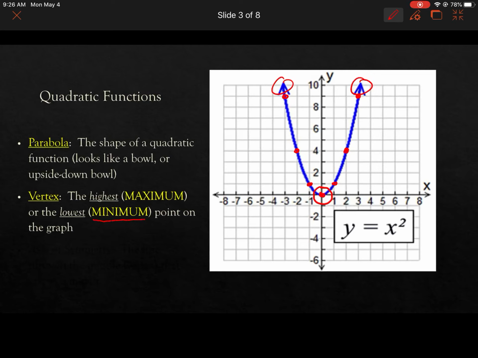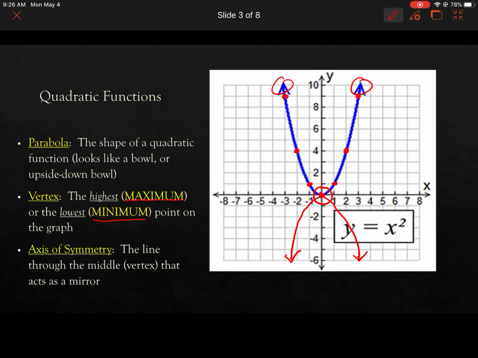And if the graph was pointing the other direction, let's say it went downwards like this, then your vertex would be called the maximum. I'm going to be asking you questions, is the vertex a minimum or maximum? So it's important to know the difference. You can abbreviate that with min or max, that is fine. You don't have to spell the whole word out.